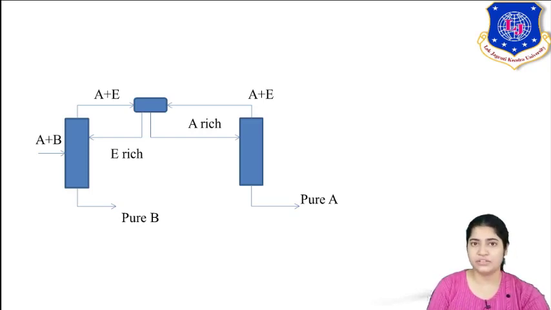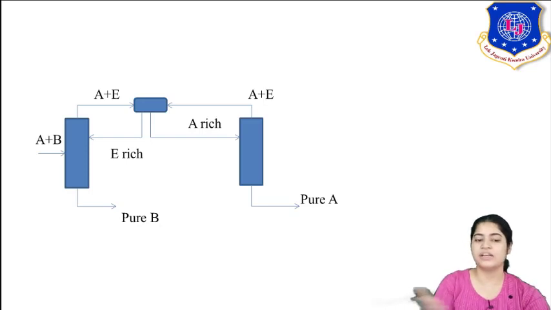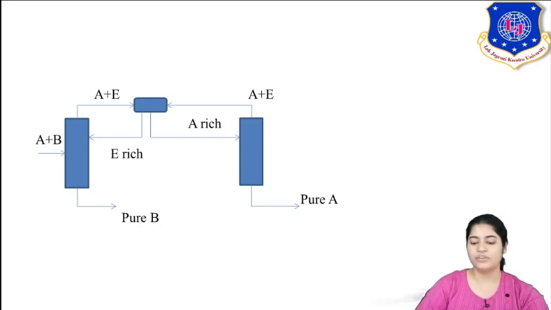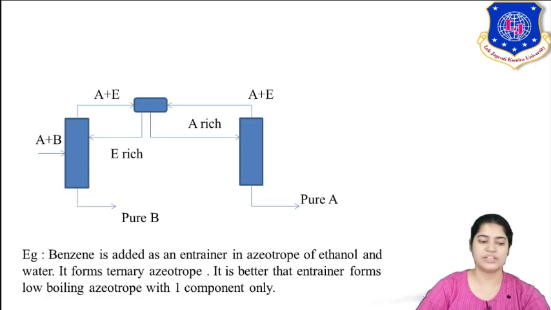The A rich phase is rich in A but it has some traces of E also. Again on distilling it, in the bottom product you get pure A, and your A plus E mixture is again recycled back to the condenser. So that way you carry out your azeotropic distillation.